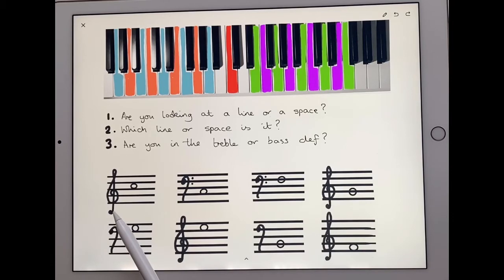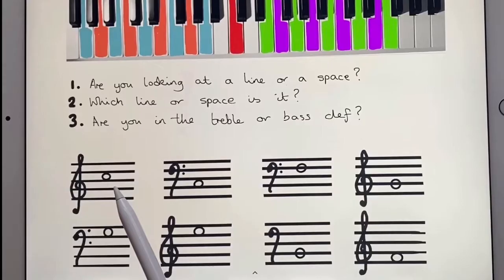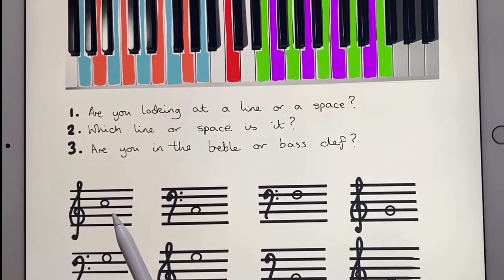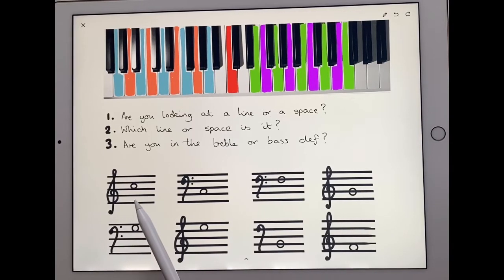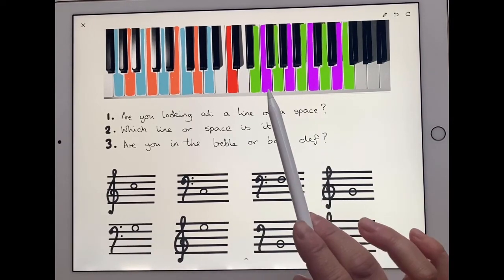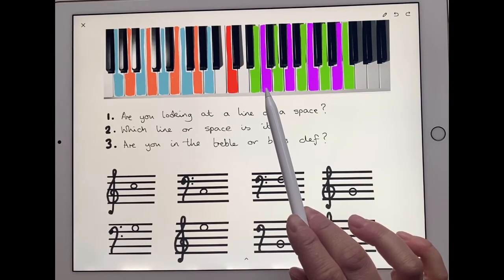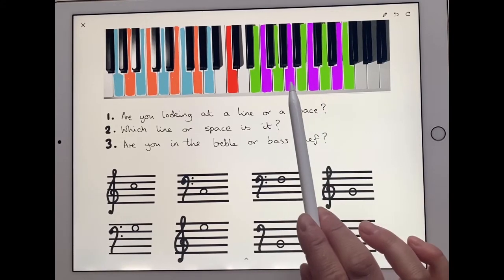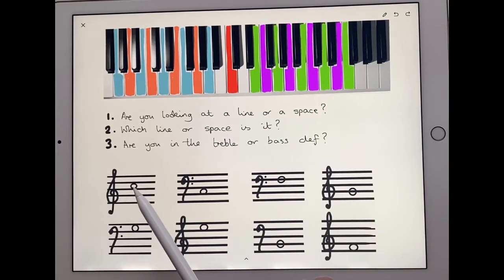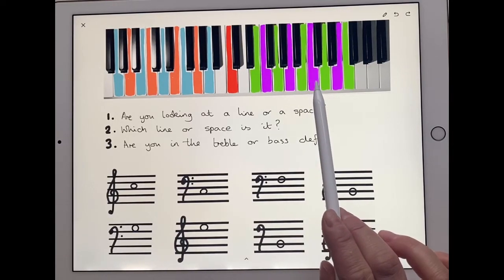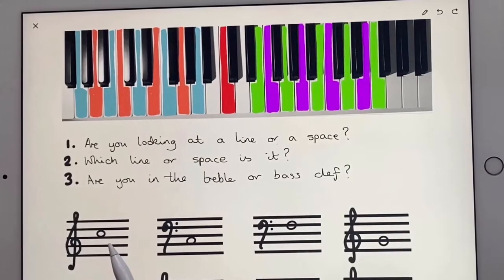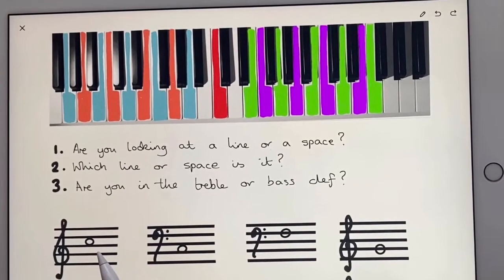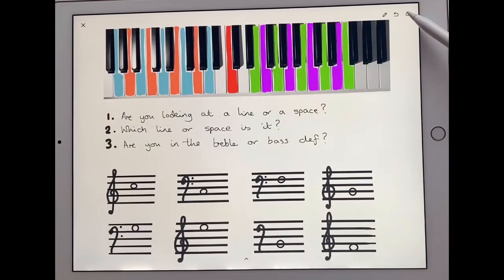Finally, are you in the treble or the bass clef? We then know that we're in the treble clef. We know it's space 3. So we look at the treble clef spaces and we try and remember what we use to remember those spaces. Well, I remember that the treble clef spaces spell face. So we've got F, A, C and E. And we know it's the 3rd space up. So we've got to think, what note is that? Pause and have a think. Here's the answer to number 1.